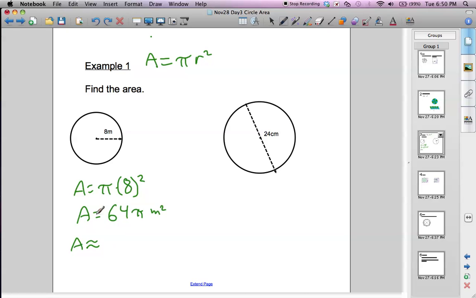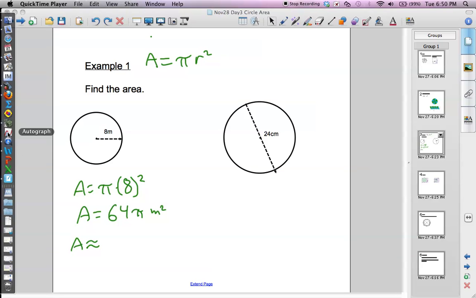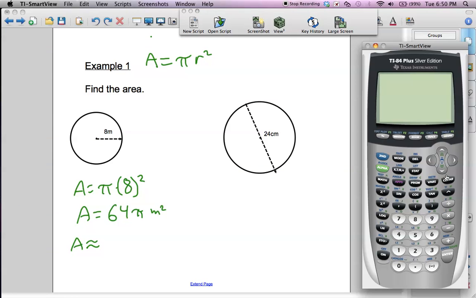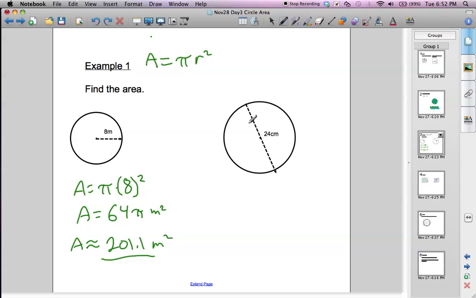So we're going to do 64 pi on the calculator. 64 pi gives us about 201.1. So we're going to have approximately 201.1 square meters as the area of this circle.